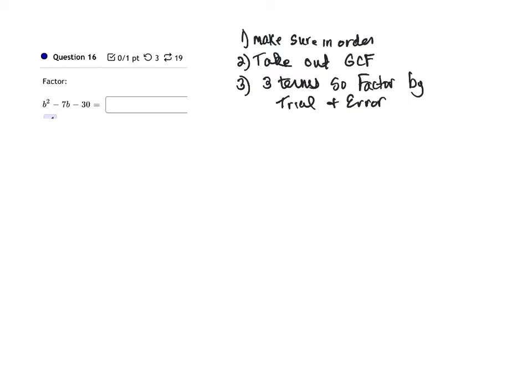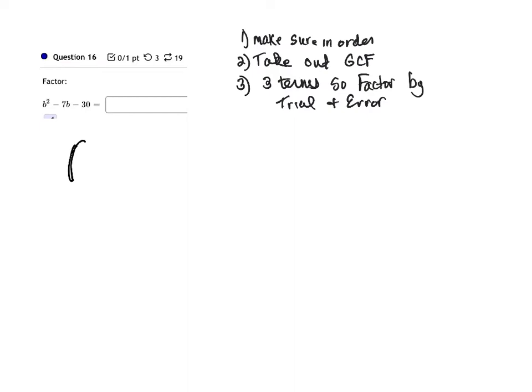So we're going to take out a greatest common factor. Well, we can't take out a b because there's not one in that last term. That negative 30 doesn't have a b. So we can't take that out. And the coefficients are 1, 7, 30, so nothing there common. So no greatest common factor.